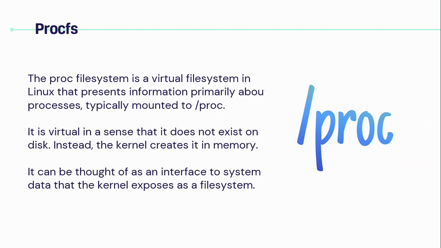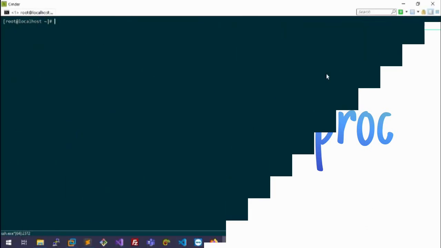The proc file system is a virtual file system in Linux that presents information primarily about processes, typically mounted to /proc. It is virtual in a sense that it does not exist on disk. Instead, the kernel creates it in memory. It can be thought of as an interface to system data that the kernel exposes as a file system. Each process has its own directory in /proc.